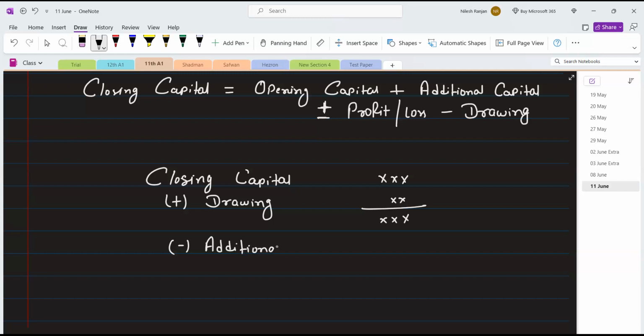additional capital. Additional capital means capital which is invested during the year. After opening capital, after the business started with cash, you sometimes invest some extra money into the business. That is called additional capital. So after deducting additional capital, your capital should be this. And if you deduct opening capital from this amount, then you will get profit or loss.